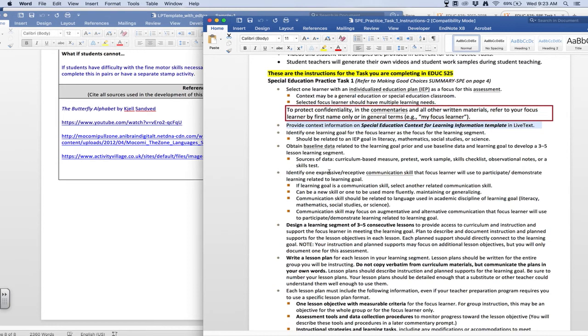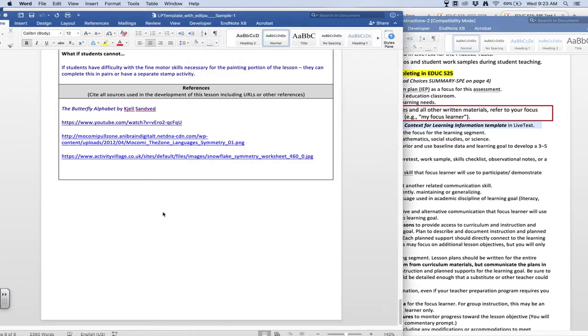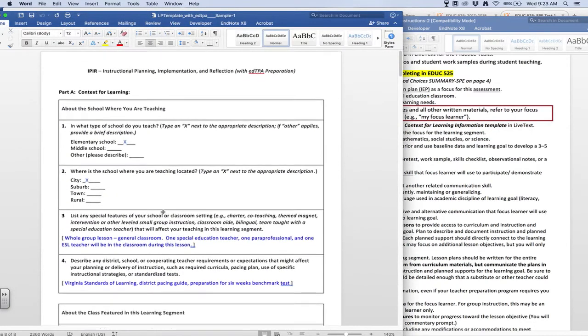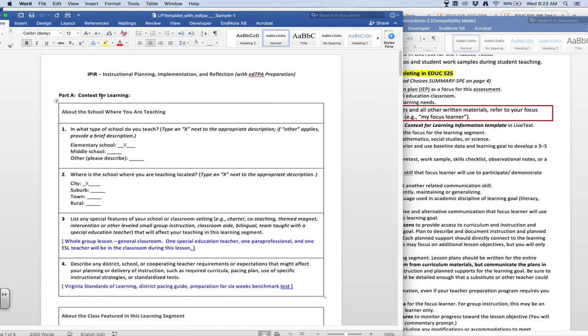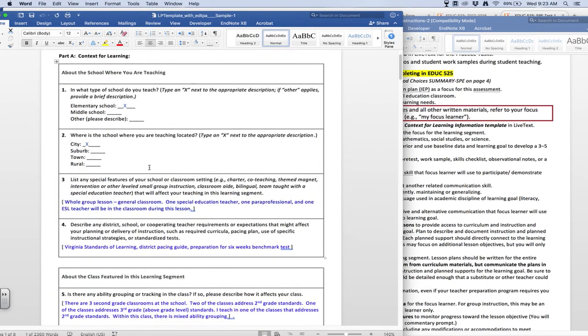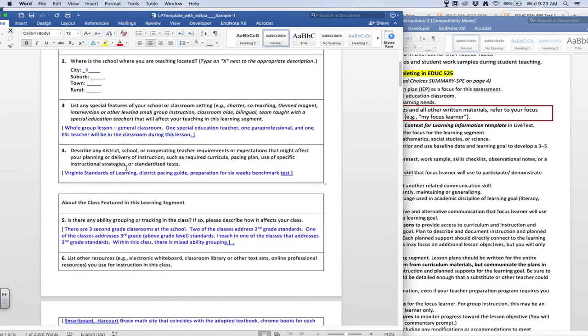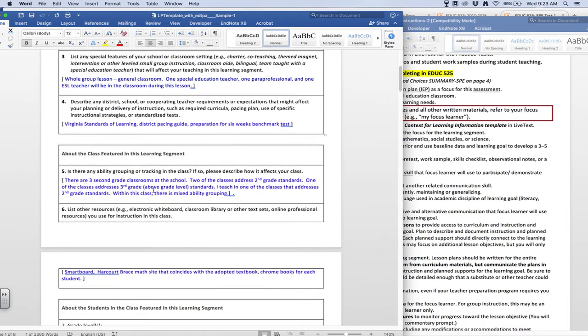Then it says, provide context on the special education context for learning information template. Really, what it's talking about is here, in the IPIR, which is our standard lesson planning document. It's Part A, and if you take a look at it, it's pretty straightforward. Elementary school, city; this is the sample, so it shows you what you would theoretically write in here. Virginia Standards of Learning covers what the district has for requirements and expectations for instruction. So you kind of go down through it.